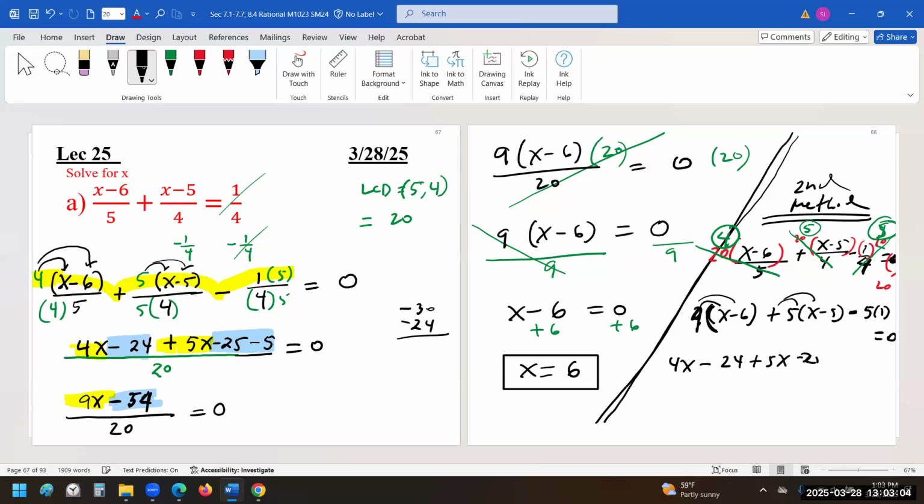So we did here on the left side, 4x minus 24 plus 5x minus 25 minus 5 equals 0. That gives us 9x minus 54 equals 0. So x is 54 over 9. I'm doing a shortcut. 9 goes into 54 6 times. So your x is 6.